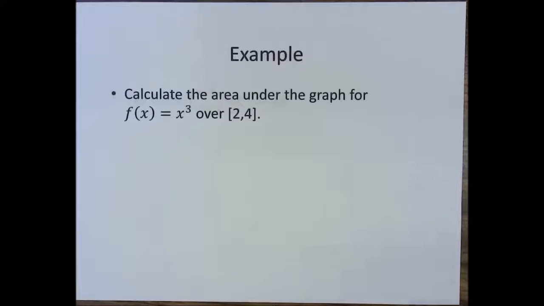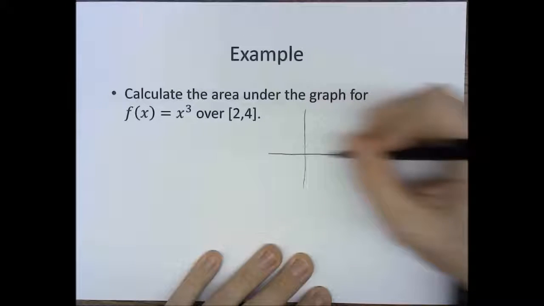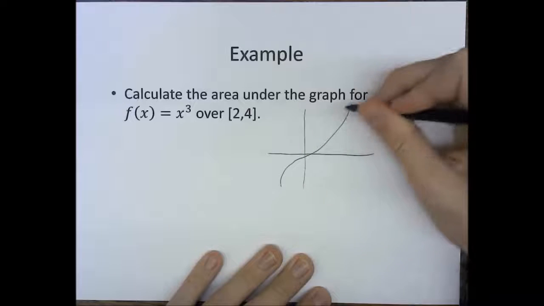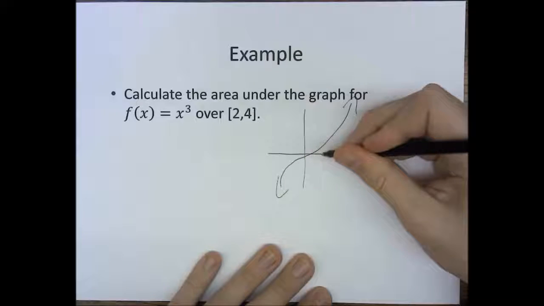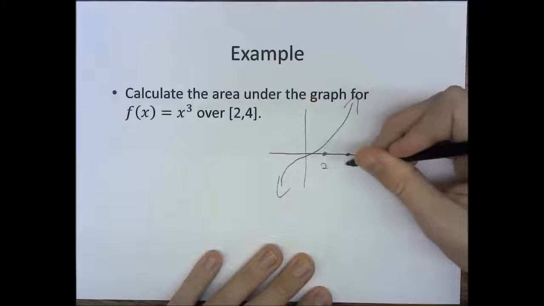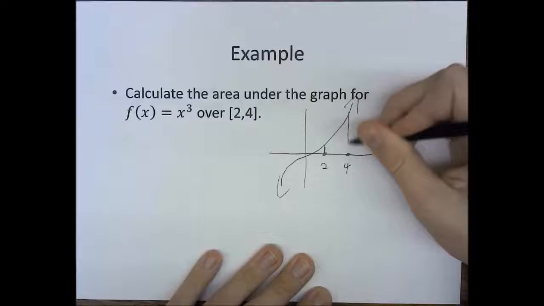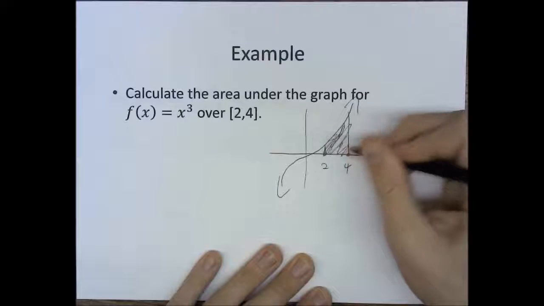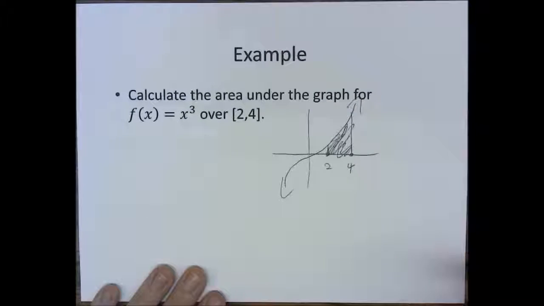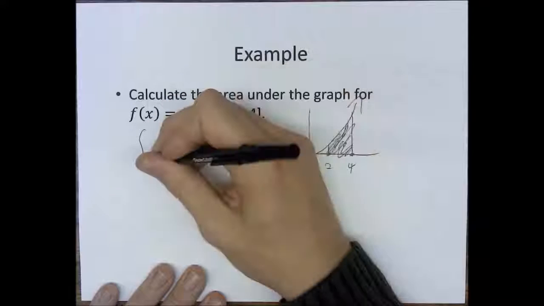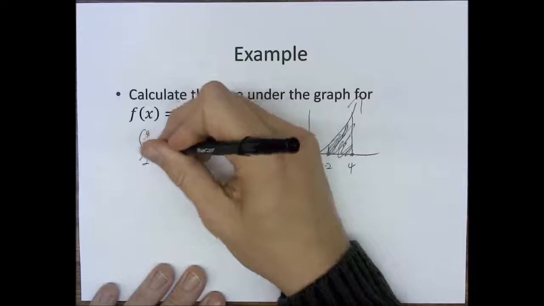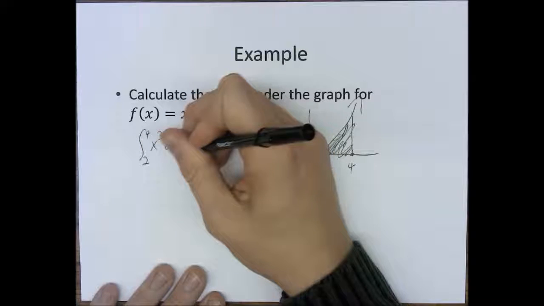So for this first example, we want to calculate the area under the graph of f of x equals x to the third over the interval from 2 to 4. So basically, you have your graph of x to the third. From 2 to 4, you want to figure out what all of this area is. To do that, we're going to write it like this: the integral from 2 to 4 of x to the third dx.